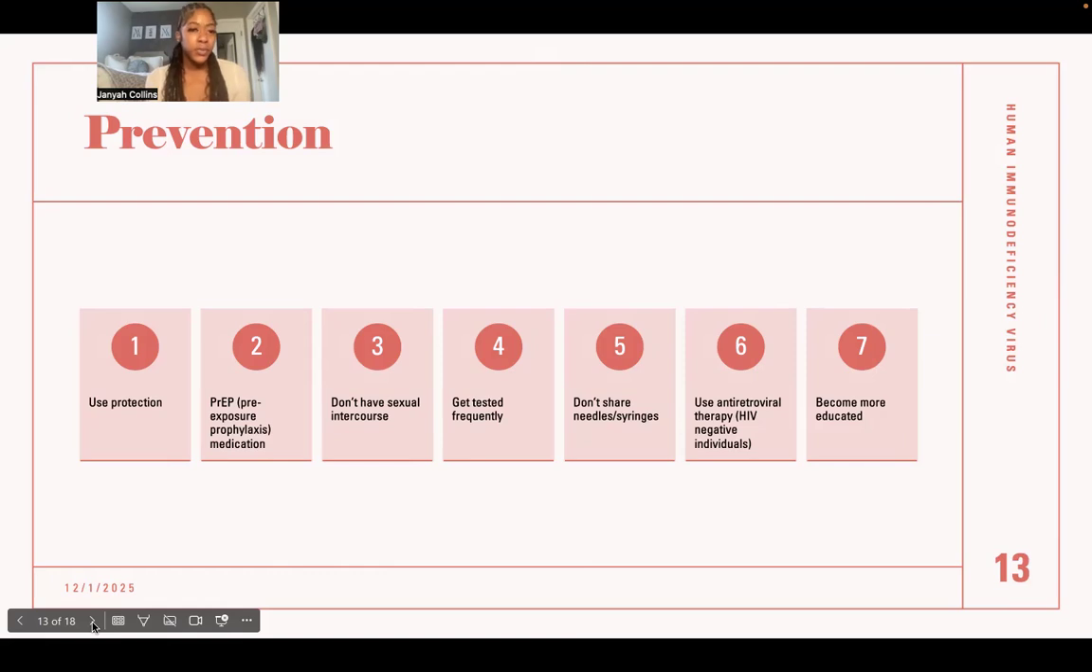You want to make sure that you and your partner are getting tested frequently. Don't share any needles or syringes. You can also use antiretroviral therapy, and this is more common in people who are negative and don't have the disease yet. And then you also want to be more educated on HIV, so you know the symptoms, what causes it, how you can get it, just things of that nature.